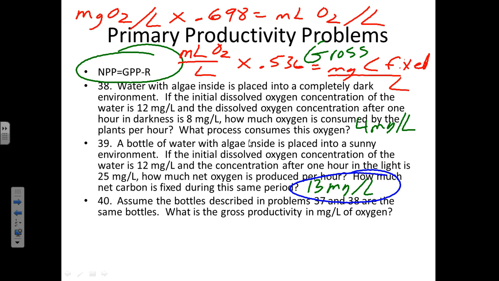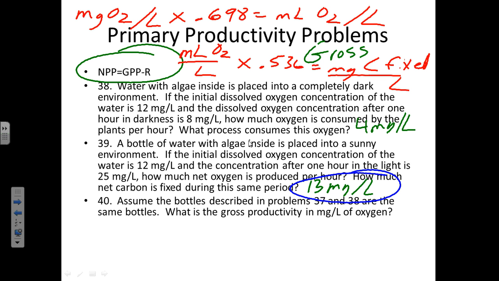Think about the equation for photosynthesis. For every one oxygen that's given off, how many moles of carbon dioxide are taken in? What's the equation for photosynthesis, guys? 6 CO2 plus 6 H2O yields 1 glucose plus 6 O2.